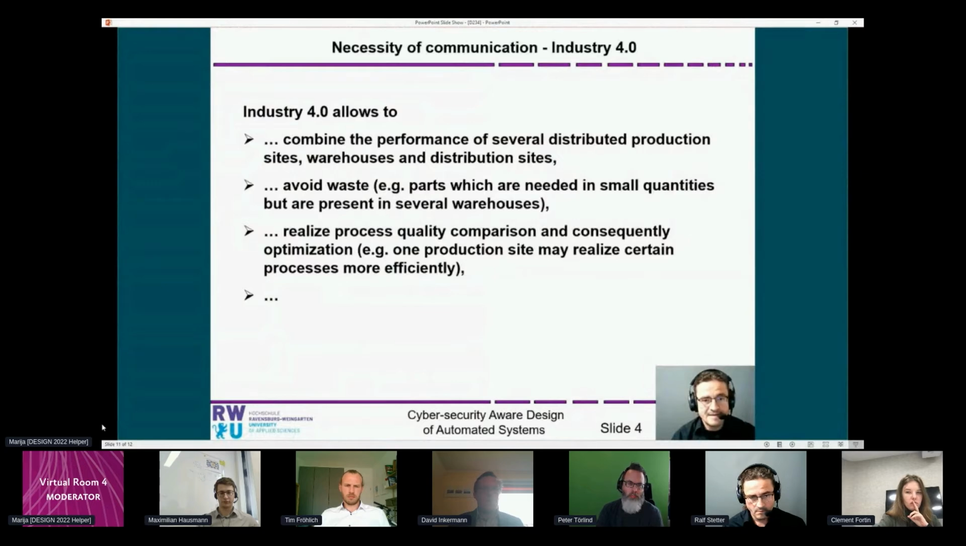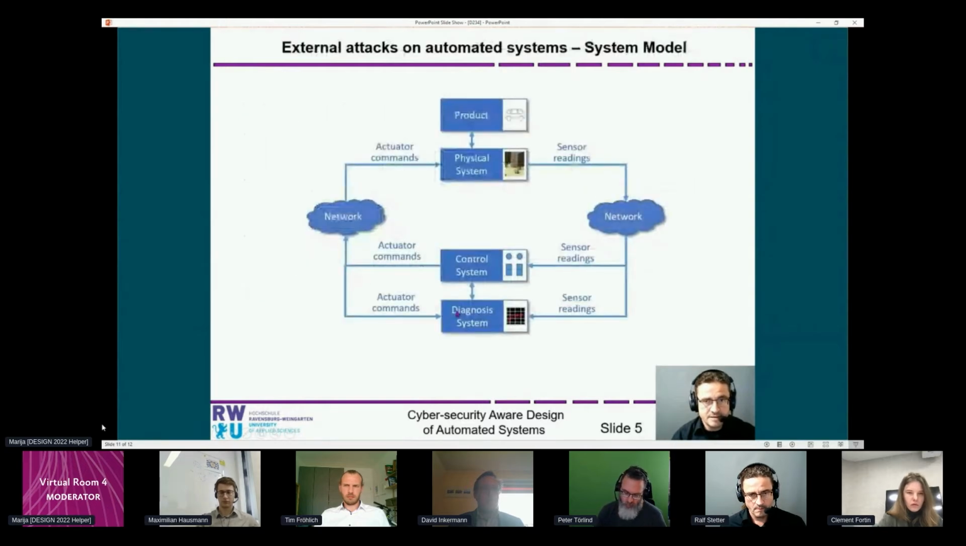So it is clear that these days a producing company has to communicate. The question is, is this a danger? Yes, there may be a danger. So here now we look at the possibilities of external attacks on automated systems.